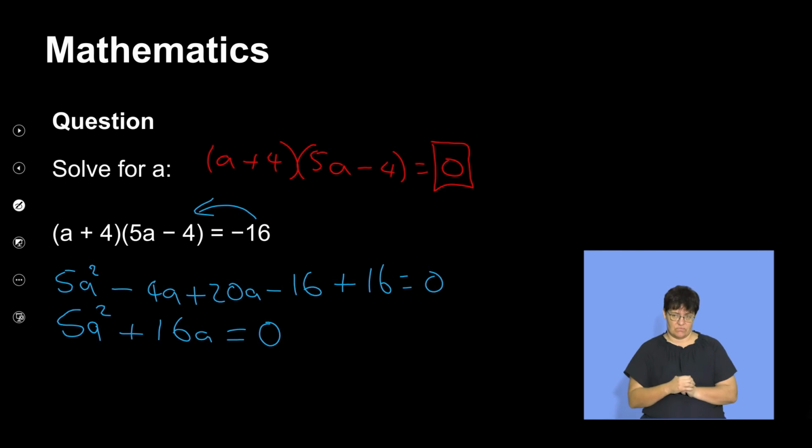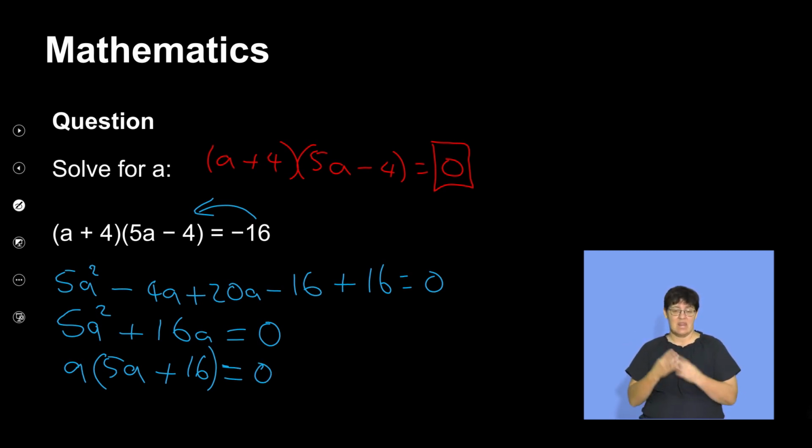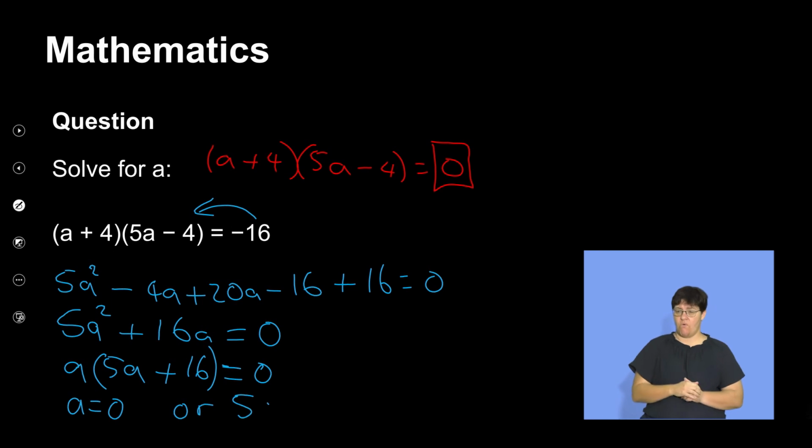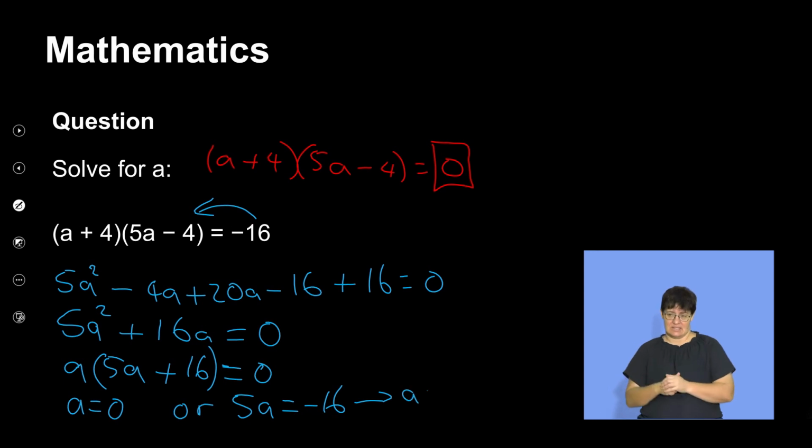And then from here, I can take out a common factor. My common factor will be a. It gives me 5a plus 16 equal to 0. I cannot take out a number as a common factor because 16 and 5 do not have anything in common. One is an even number, one is an odd number. And this will therefore be a is equal to 0, or 5a equal to minus 16, which will eventually be a is equal to negative 16 over 5, and that will be the final answer.